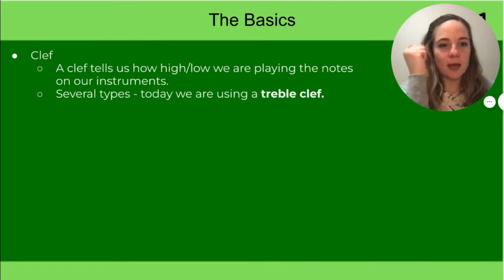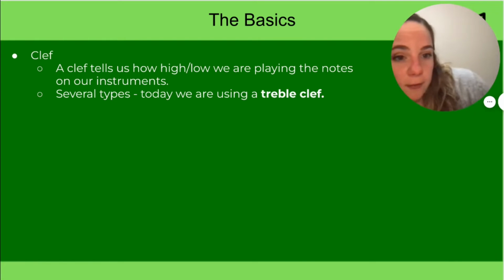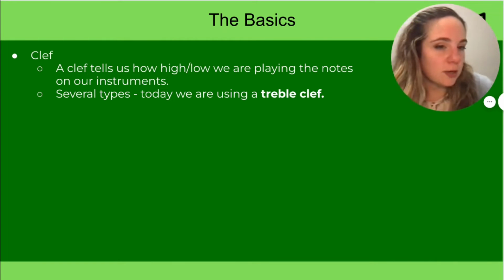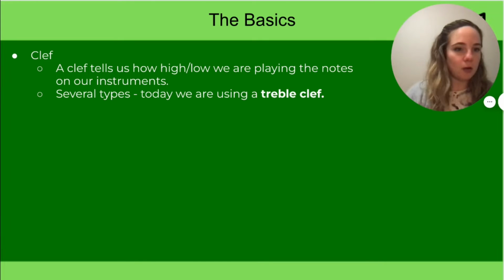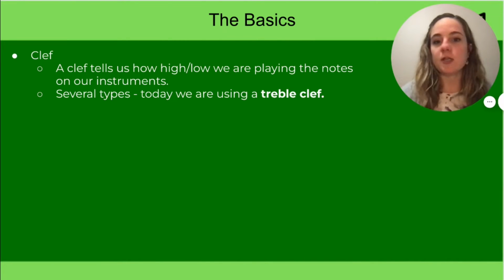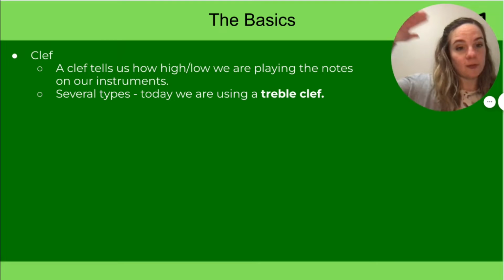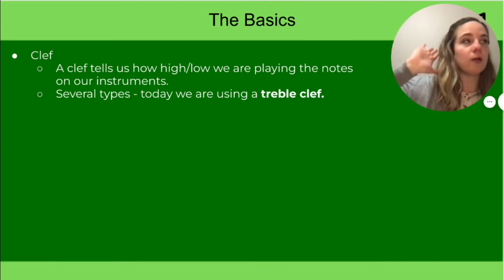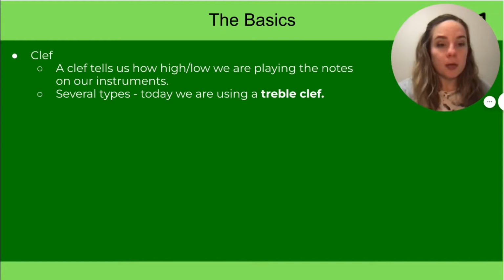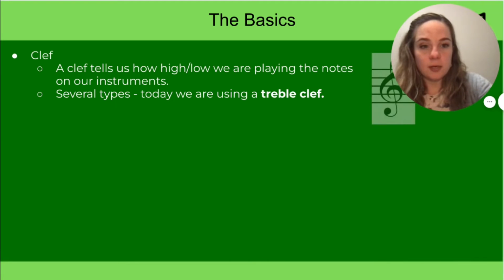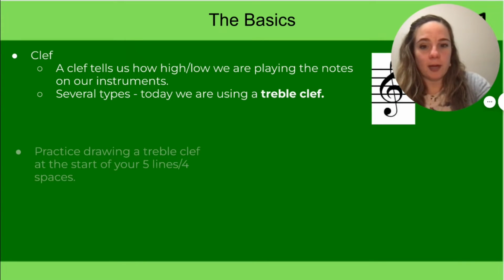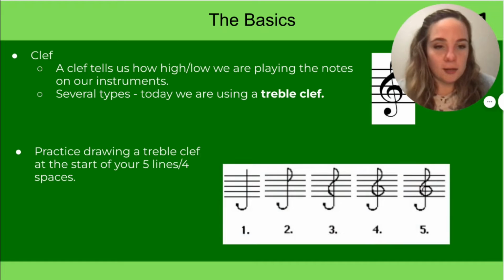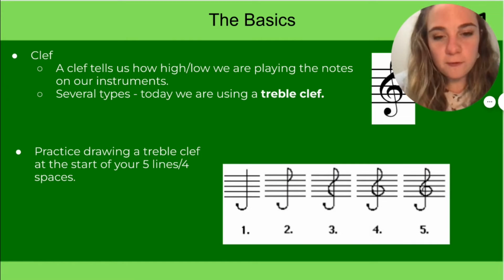Okay, so some more basics. We started learning how to draw a treble clef. So that's the one that we're going to start first. A treble clef is just how high or low we're playing in the grand scheme of music, and treble clef is up high. So we use that for instruments like the flute or the clarinet or the trumpet, anything like that. So we're going to use a treble clef, and we started to draw them. There's one for you there, but I also included our little drawing diagram from our worksheet before.